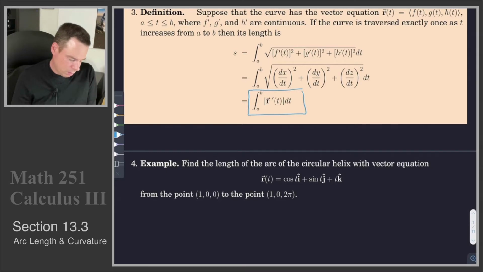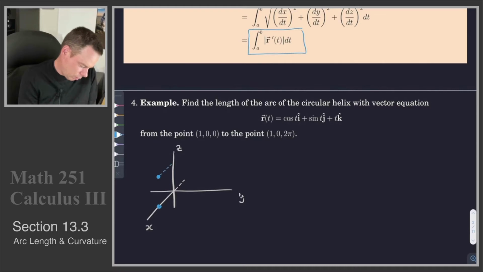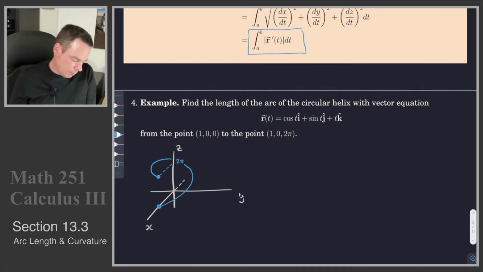Let's find the length of the arc of a circular helix with this vector equation, cos t, sine t, and t, from the point 1, 0, 0 to the point 1, 0, 2 pi. So we're in a situation where we've got our helix. Maybe I'll draw it in blue. It's starting at the point 1, 0, 0, and it's ending at the point 1, 0, 2 pi. And what it's doing is it's going around, sort of like a spiraling staircase, circling around the z-axis and coming up to this new point, which is sitting directly above the point we started at. And we'd like to know what is the length of the curve that connects these 2 points.